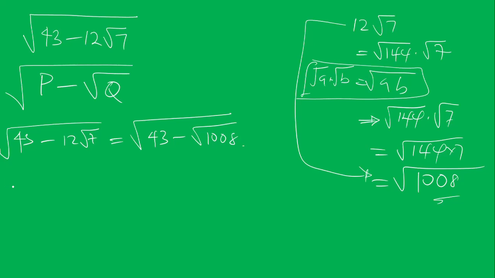So now, comparing this with p minus the square root of q, you now have p is equal to 43, while q is equal to 1008.